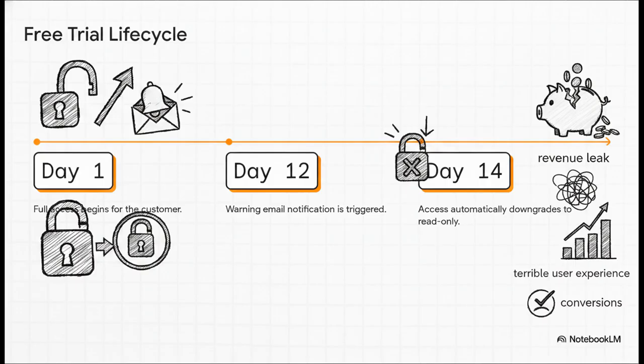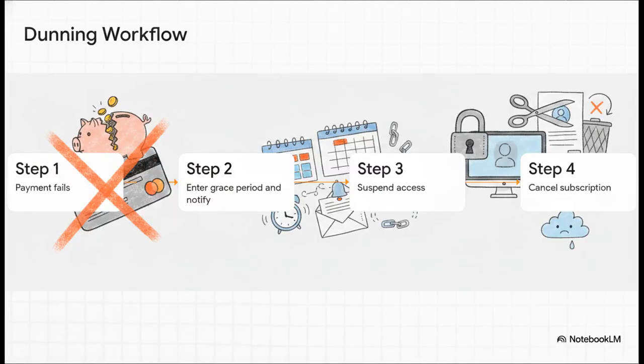These specific lifecycle states must be explicitly modeled in your code. Because a trial that just sits there and never forcefully expires, that becomes a permanent revenue leak. On the flip side, a trial that ends abruptly without any warning creates a terrible user experience that totally kills your conversions. And this lifecycle logic builds directly into the dunning workflow. Dunning is basically the process of handling failed payments and recovering revenue.